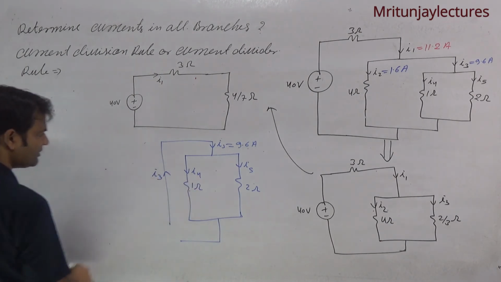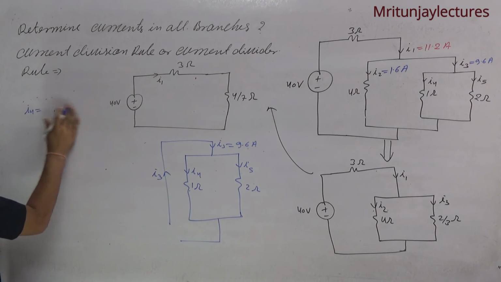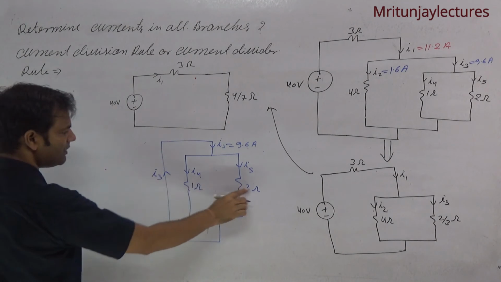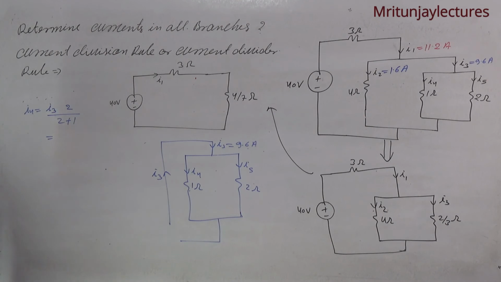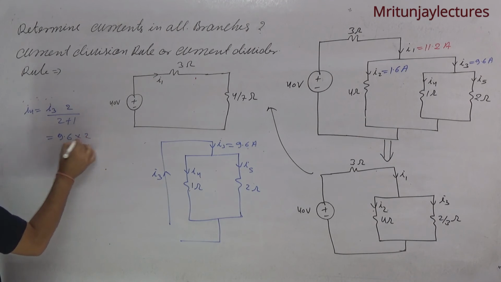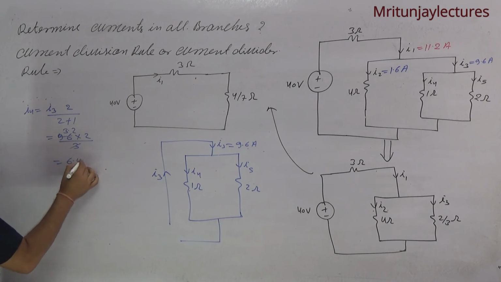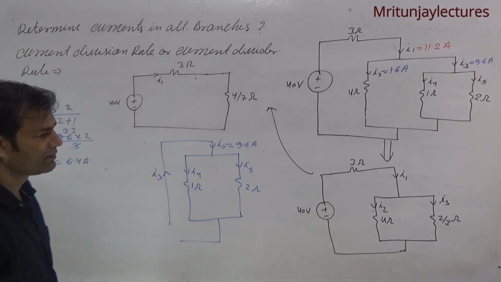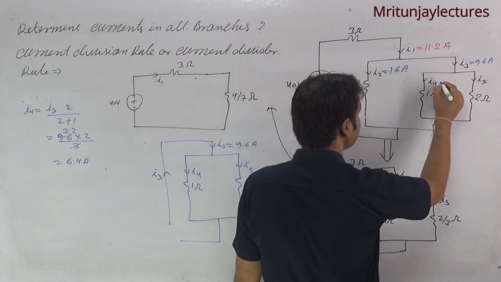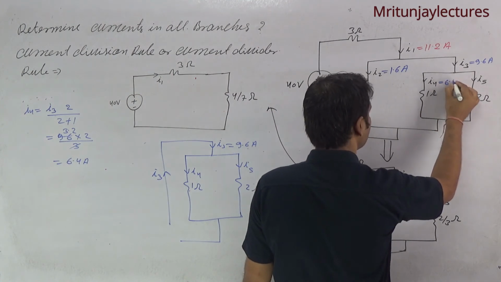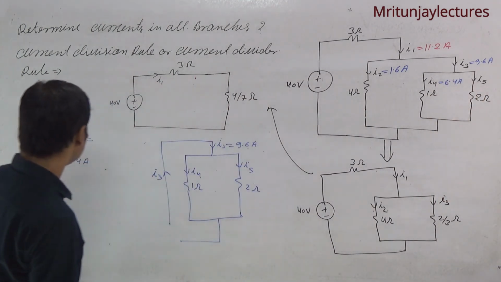I3 is the opposite of this one, so how to determine I4? I4 is equal to I3 into the parallel resistance, that is 2 divided by 2 plus 1. So what about I3? I3 is 9.6 into 2 divided by 3, so that is 6.4 ampere. Clear? I4 is 6.4 ampere.